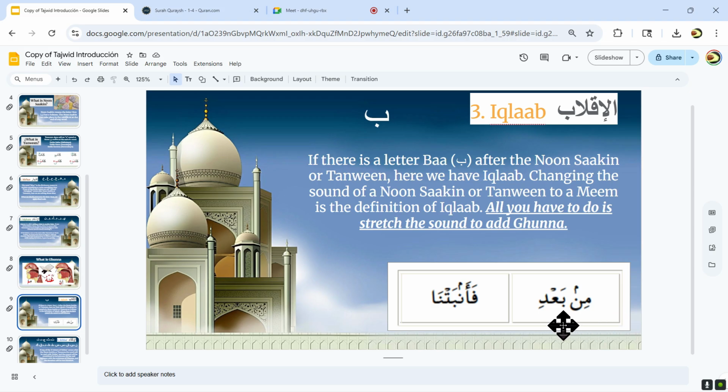And to add a little bit more, you're actually going to hold the meem 2 counts. The example is that if you were to put a piece of paper in between your lips, you want to open your lips slightly. I'm talking about a piece of paper, slightly. So it's going to have ghunna. It's going to vibrate. So it's going to sound like this. Mim ba'adi. Mim ba'adi. You have to hold it 2 counts.